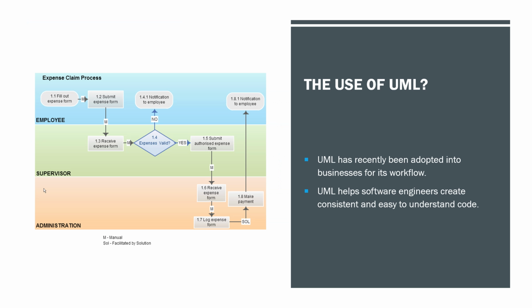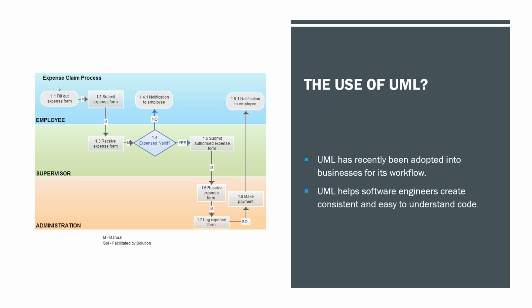Moving on to the next part, what is the use of UML? UML has a wide variety of uses, but it's mainly in two different ways. The first one is a business aspect. UML has recently been adopted into that business aspect for its workflow, kind of like a flowchart here. So I'm going to take you over here and show you what's going on.